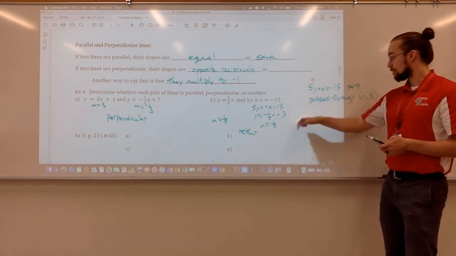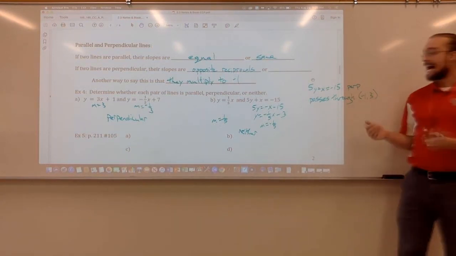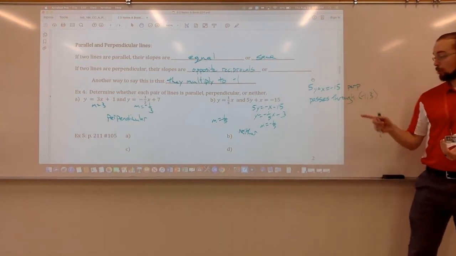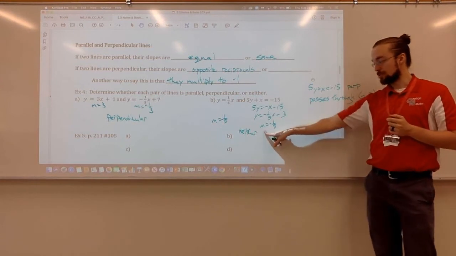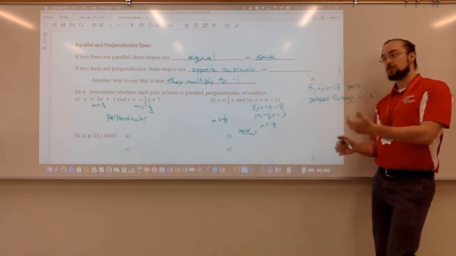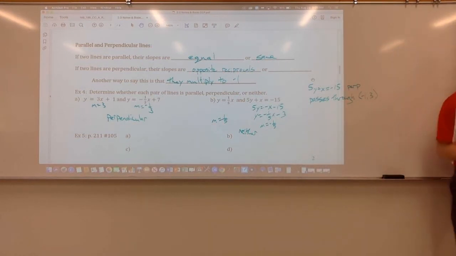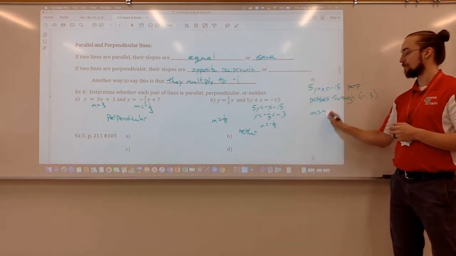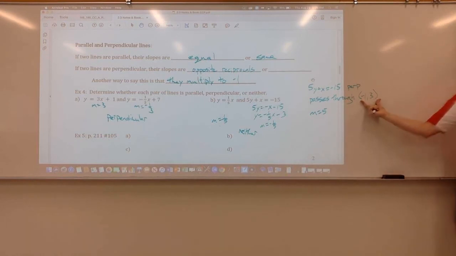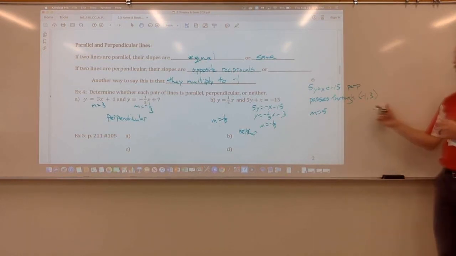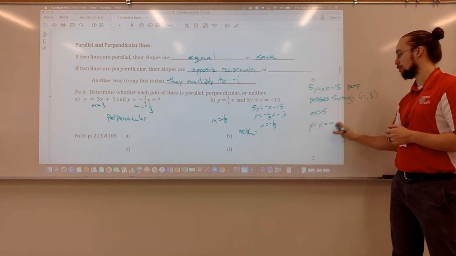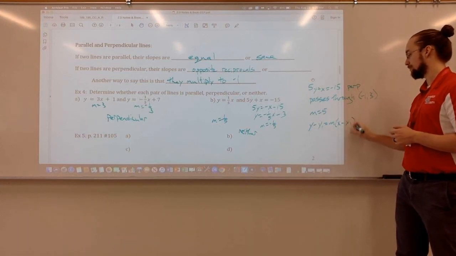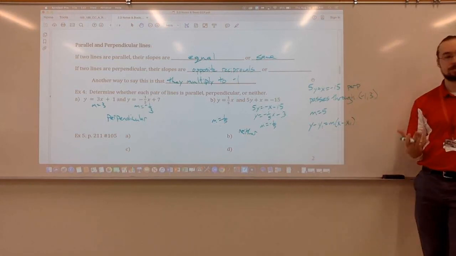To get the slope of my new line, I want to take the opposite reciprocal of this slope. Okay? We know that this slope is -1/5. So if I want a line that's perpendicular to that, my new slope will be +5. Now we've got a point, -1, 3. I can write the equation of this line in point slope.